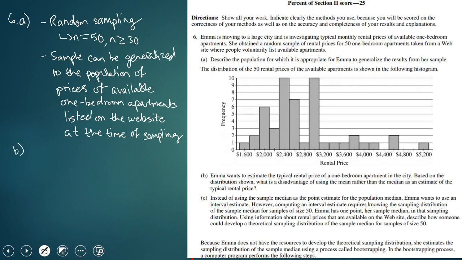Okay, part B. We're given the distribution of 50 rental prices in the following histogram. Emma wants to estimate the typical rental price of a one-bedroom apartment. Based on the distribution shown, what is a disadvantage of using the mean rather than the median as an estimate of typical rental price? So what we see is, if I draw just really quick, connecting the tips, we see something like this.